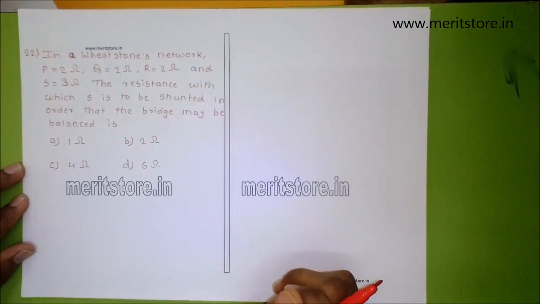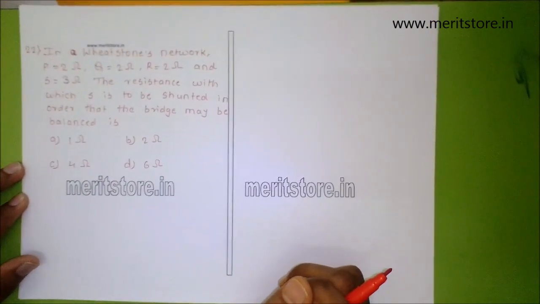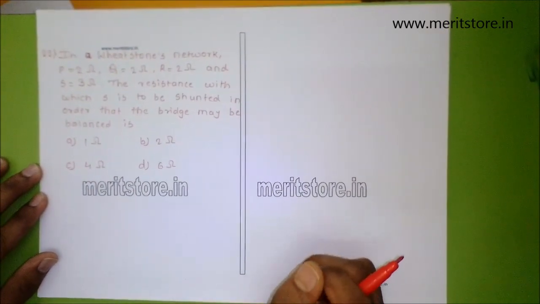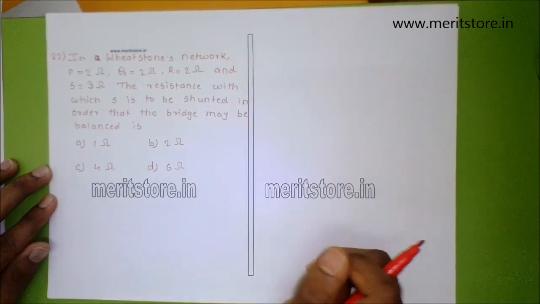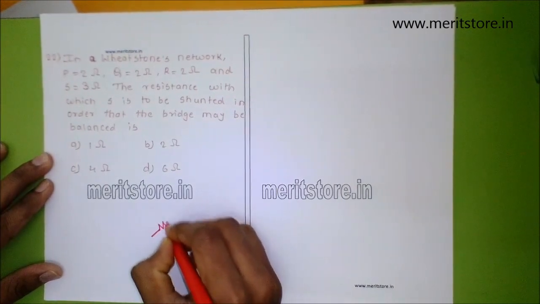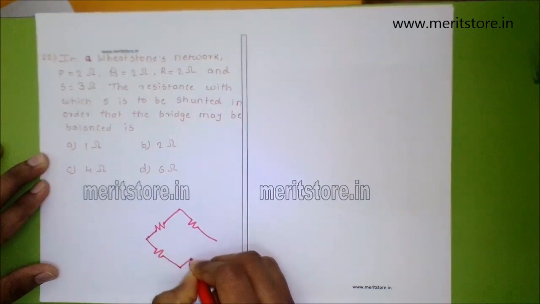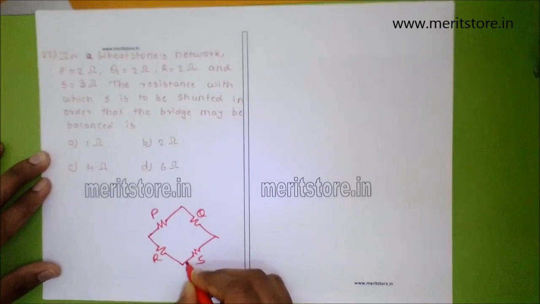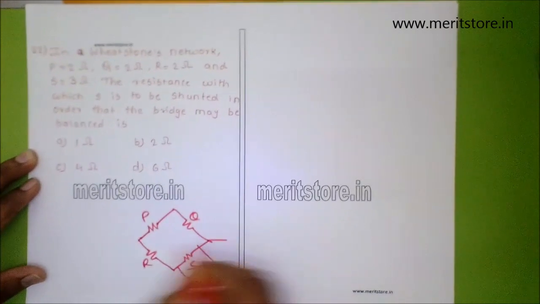In a Wheatstone's network, P is equal to 2 ohms, Q is equal to 2 ohms, R is equal to 2 ohms and S is equal to 3 ohms. The resistance with which S should be shunted in order that the bridge may be balanced is 1 ohm, 2 ohm, 4 ohms and 6 ohms. Let us draw a Wheatstone's network bridge. P, Q, R and S. Let S be shunted with a value of X ohms.